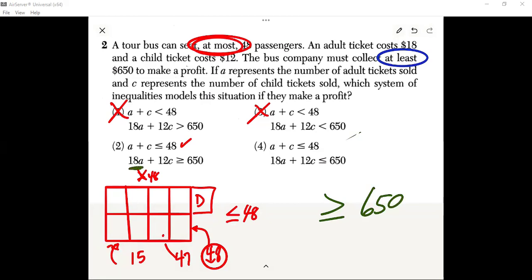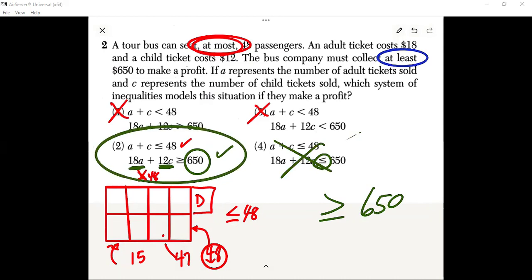When you add up the amount of money that you get from the adult ticket sales, and the amount of money from the children's ticket sales, it should be greater than or equal to 650. That's what this one is saying. And this other one is saying it's got to be less than or equal to 650. That's not what we want. So this is not the right answer. So question number 2, the answer is choice 2.